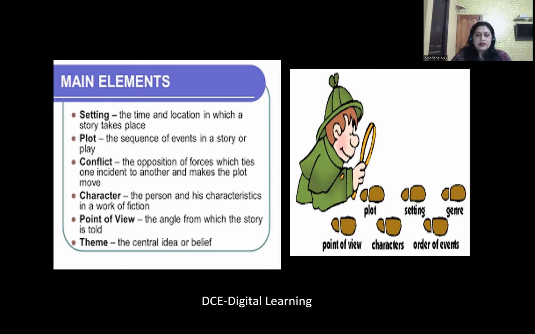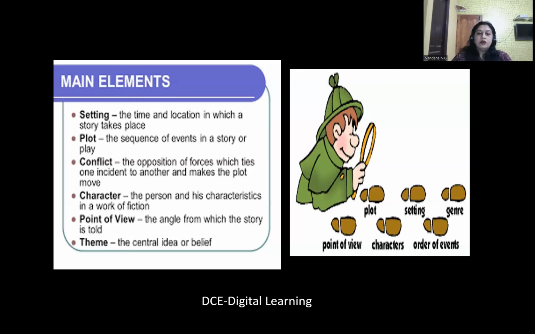Plot. Plot is nothing but the sequence of events in a story or play, or in a colloquial way, the story of the novel. Conflict. Conflict means the opposition of forces which ties one incident to another, and it makes the plot move ahead.